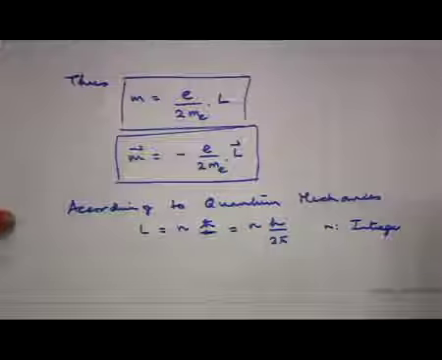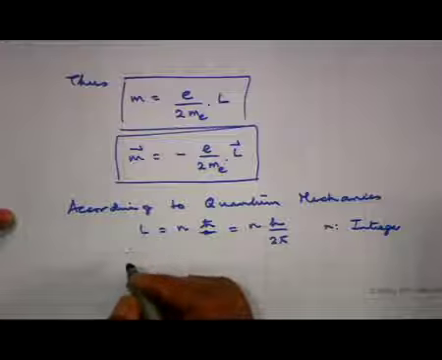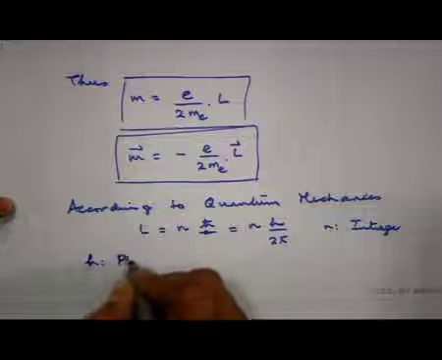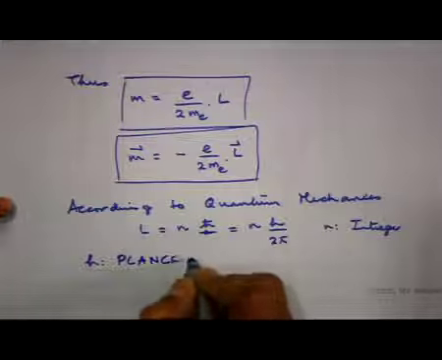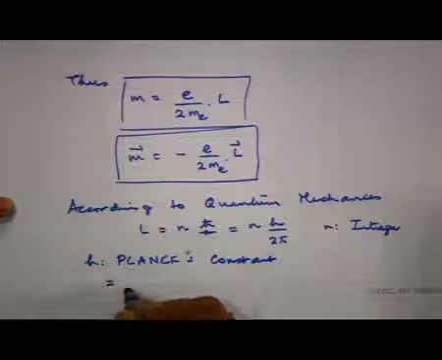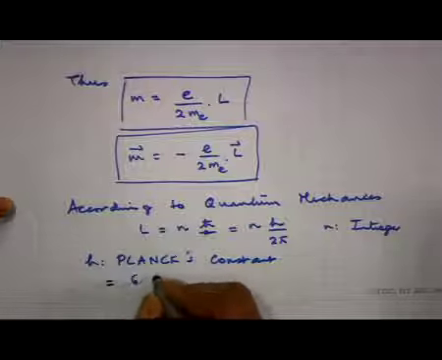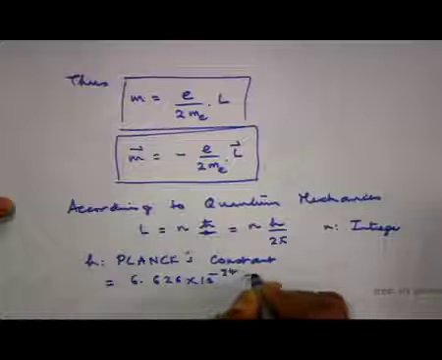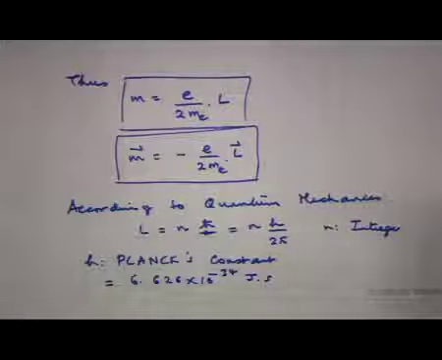That means the angular momentum can only be integral multiples of this h cross, which is h by 2 pi, where h is the Planck's constant, which is approximately 6.626 × 10 to the minus 34 joule second. Now, this is a relationship from quantum mechanics, that the angular momentum of the electron can only be multiples of h cross, and that is n h cross.